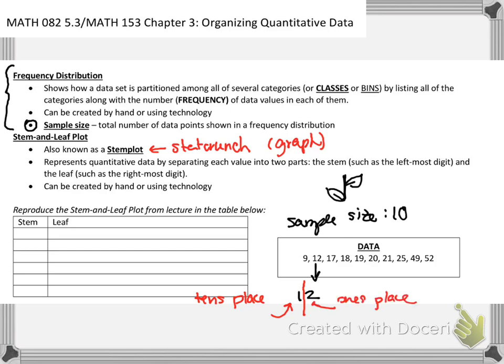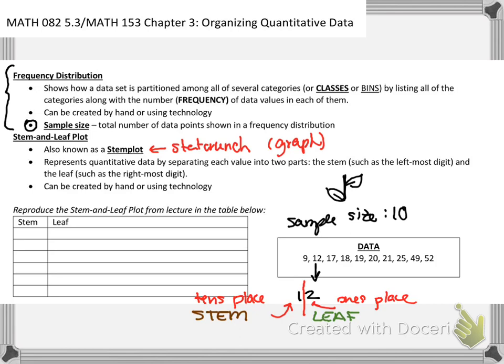So the higher number, the tens place, is going to become our stem, and just for fun, let's use brown for stem, like a branch. And then the ones place, we're going to consider that our leaf. Now, all of these numbers that we're working with have two digits, right? 12 is 1 and 2, 17 is 1 and 7, and so forth.